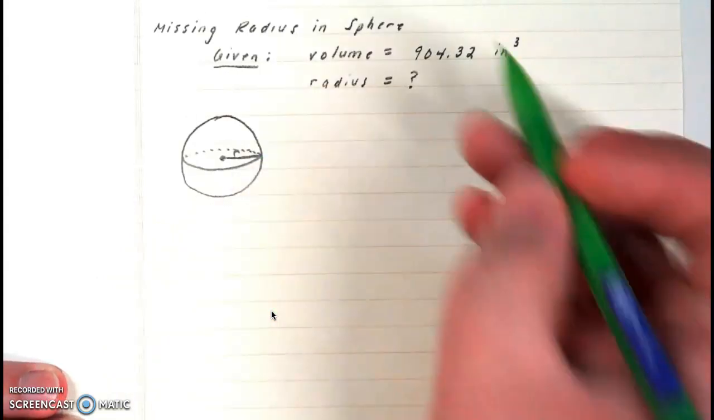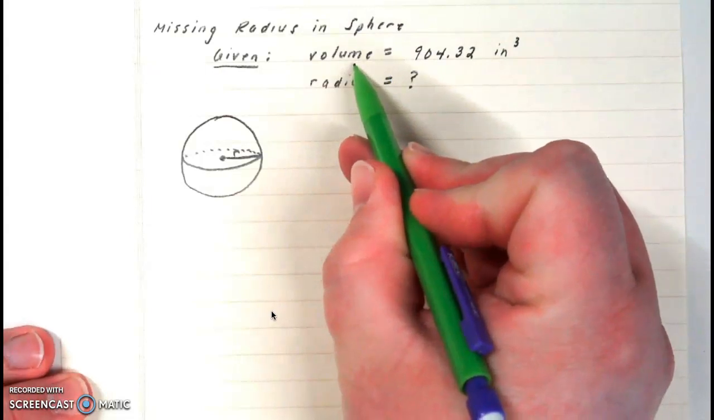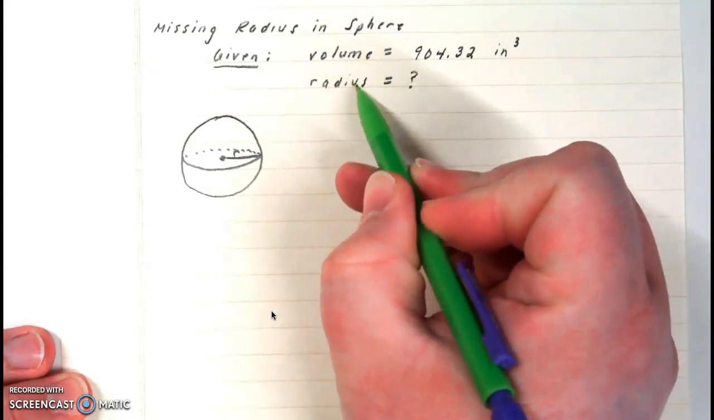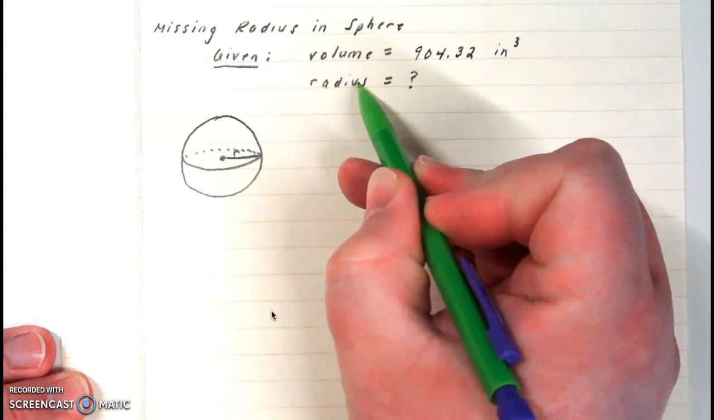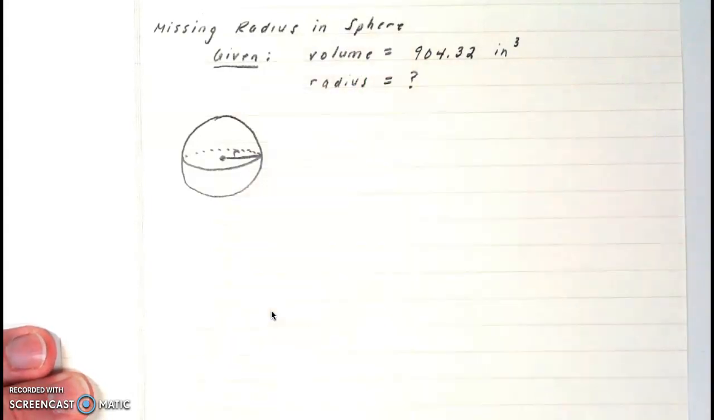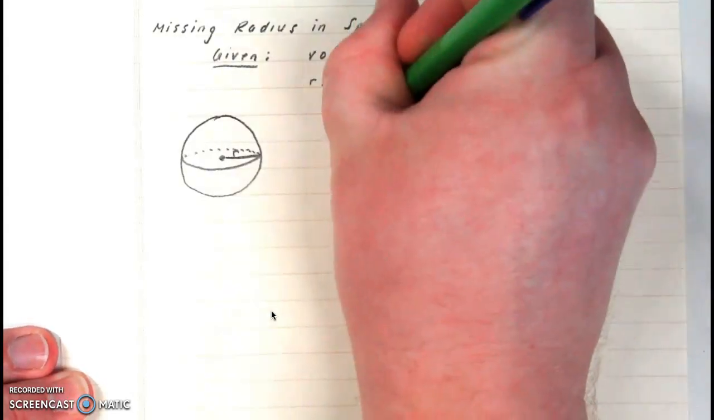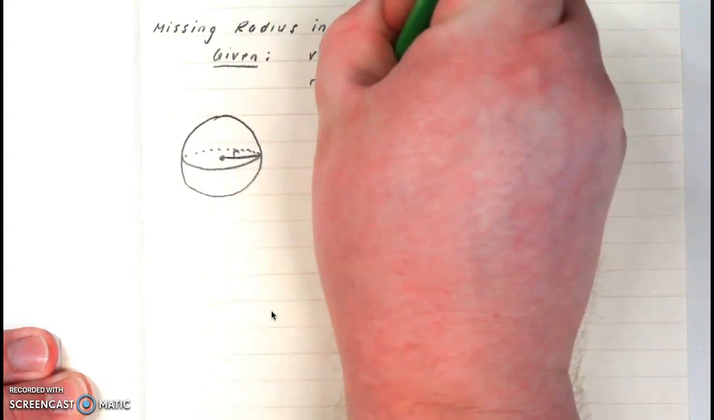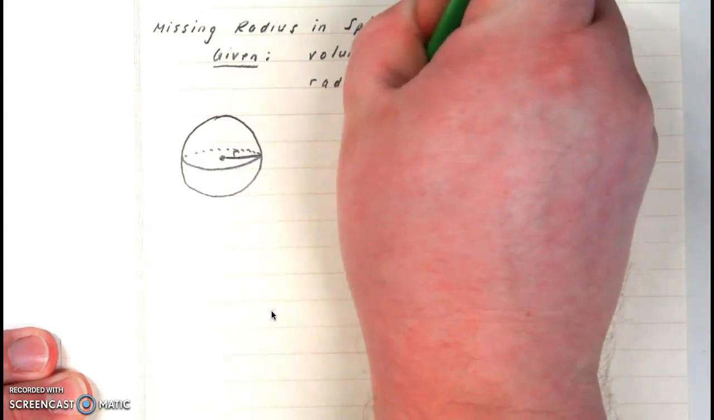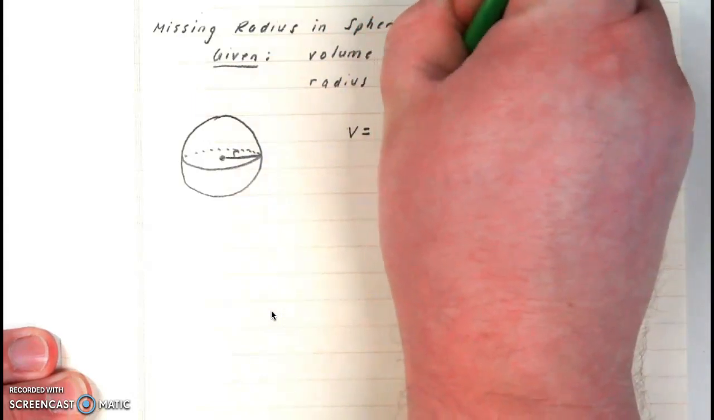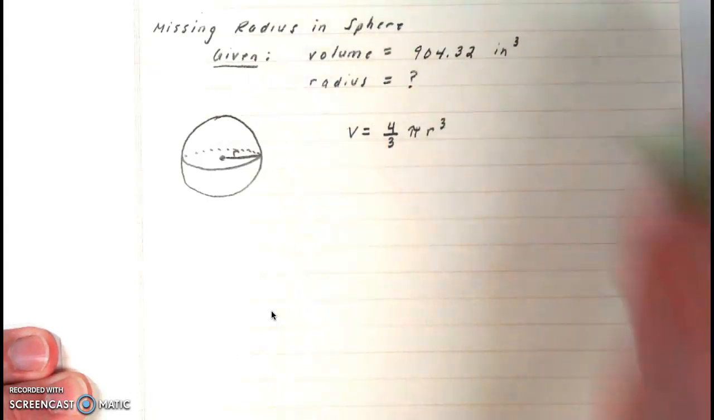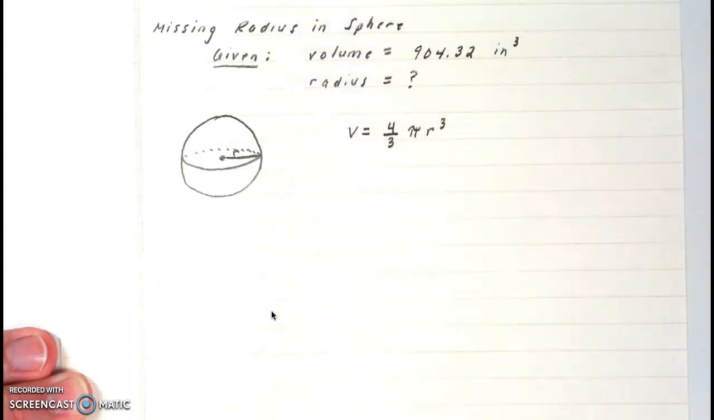So for this video, I'm going to be looking at when we're given the volume and we're trying to find the radius. When we're given the volume, we first need to look up and find what the volume formula is for a sphere. And if we do that, it's V equals 4/3 pi r cubed. And we're going to plug in the volume amount because that's the only thing we know.